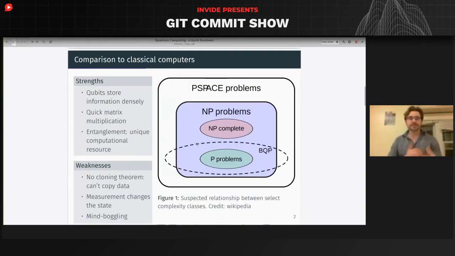How do these devices compare to classical computers? Well, a qubit stores information densely. That's one of its strengths. If you have n qubits, you would need 2 to the n classical bits to store the same state. And when n is anything modest, say 16, 32, 128, that's more classical bits than you're going to be able to find. They multiply matrices faster as well.